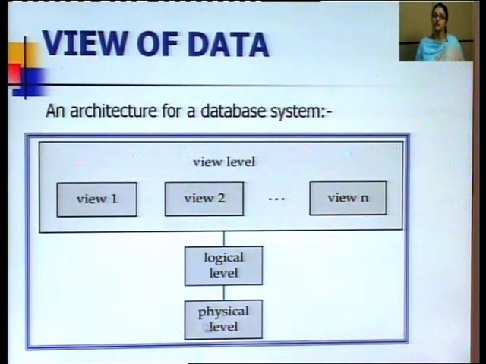This is the diagram which is showing the architecture of the database system having three different levels of the database. First one is physical level, which is the lowest level, which describes how the data is stored. This is the logical level, that is the intermediate level of the architecture, which describes what kind of data to be stored, and this is the view level, which is the external level of the database, providing multiple views of the data.